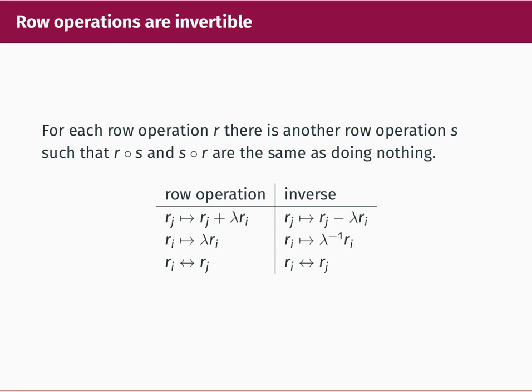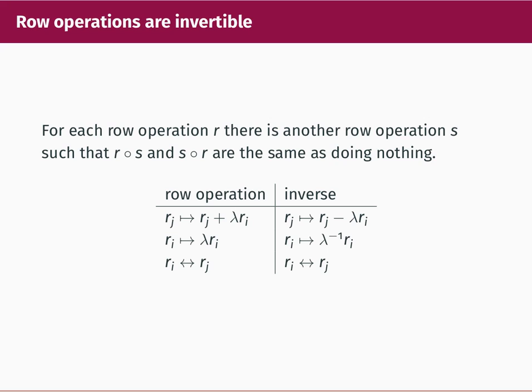Here's an important observation about row operations. Row operations are invertible. What that means is, for each row operation R, there is another row operation S, such that doing S then doing R, or doing R then doing S, gets you back to where you started. In other words, the composition of those two row operations is the same as doing nothing.